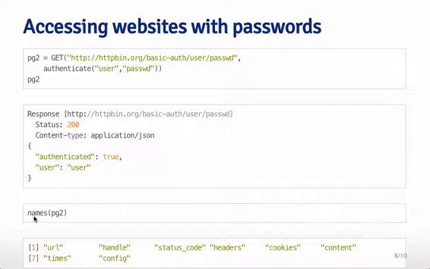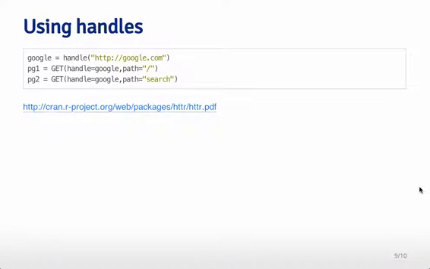And so now we can look at the names of this pg2, which gives you all the different components, including the cookies that we have for this file, and then the handle that we used to access it and all of that. And so we can then use the content function to extract the content from that website after having logged in through R.